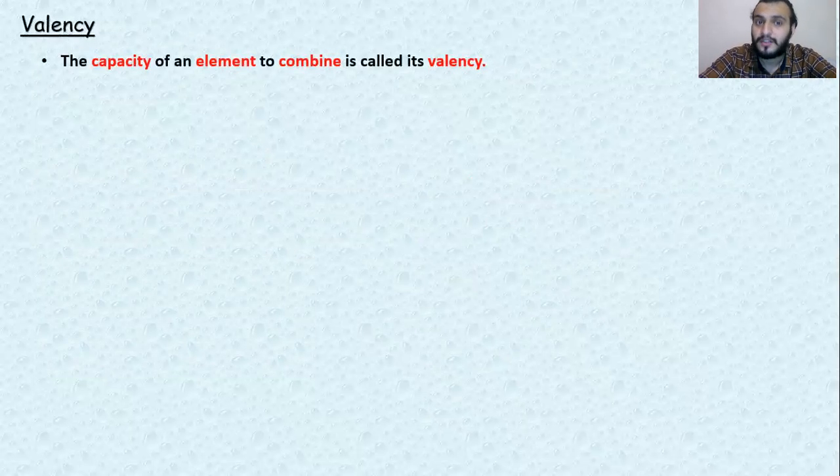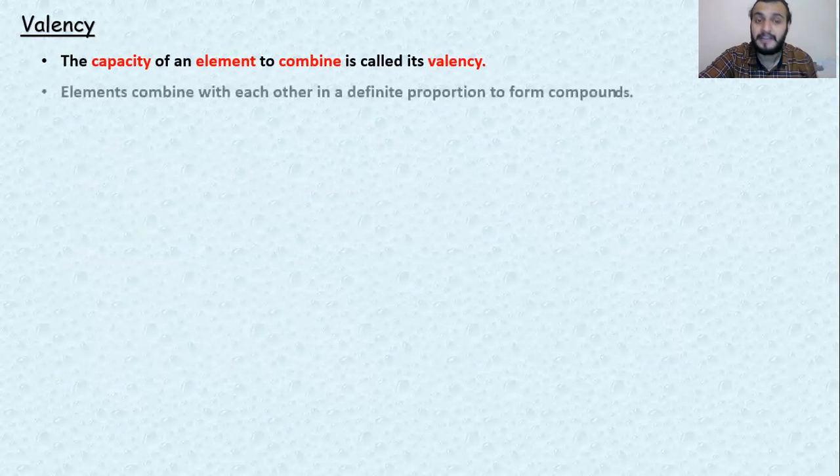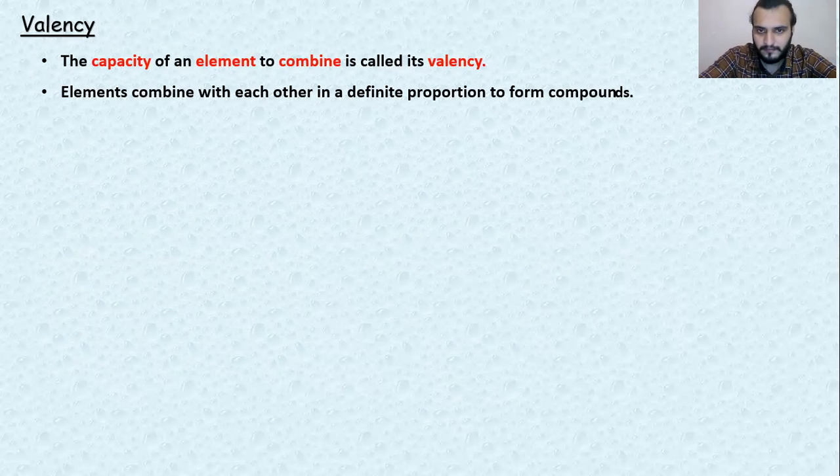And the capacity to combine is called its valency. Always, elements combine in a fixed or definite proportion to form compounds. But the capacity to combine or to form a compound is called its valency. And each and every element has a different valency. Okay, but how to get this valency? So the very first thing, to get valency, we have to write the electronic configuration. And for that, we should know the atomic number.